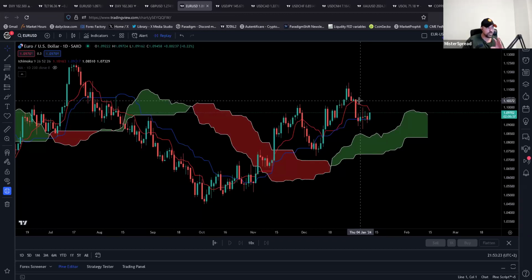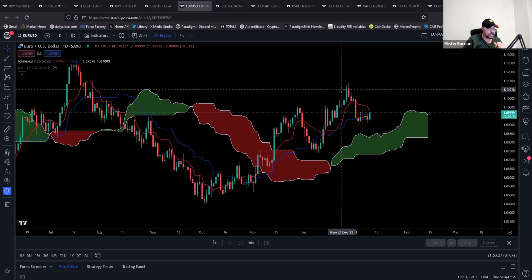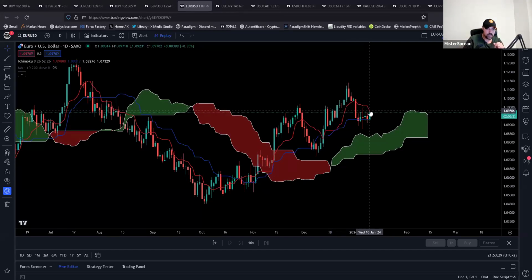The Kumo needs to be thick and green. Is it thick? Is it green? It is. And the conversion line needs to be above the baseline. Is the conversion line above the baseline? It is. So for now, what do we have? We have bullish signs for euro dollar from Ichimoku.